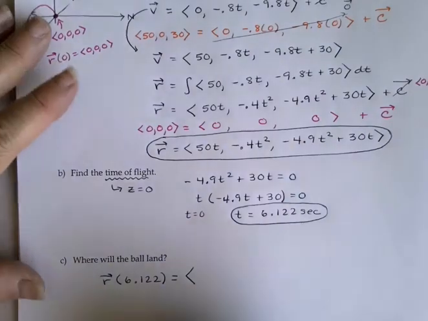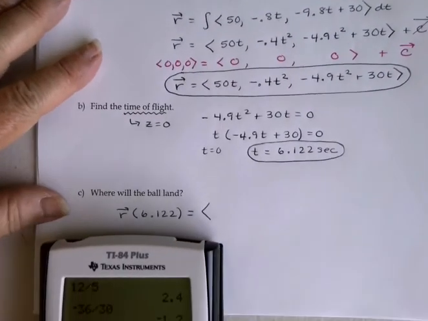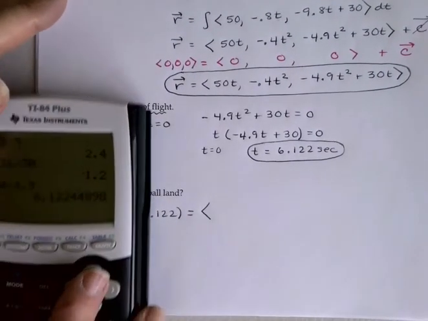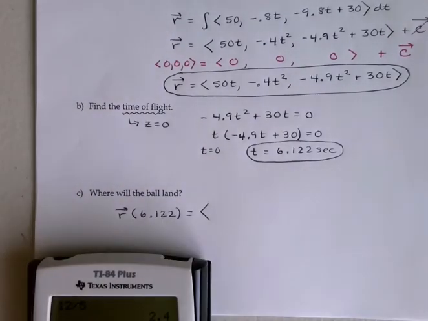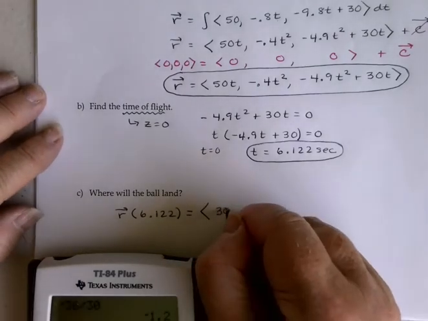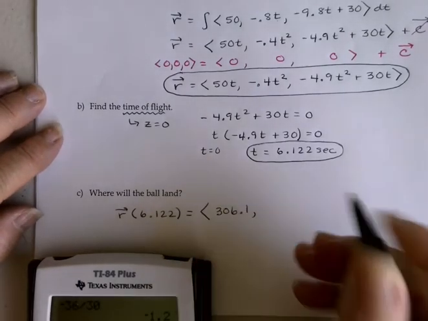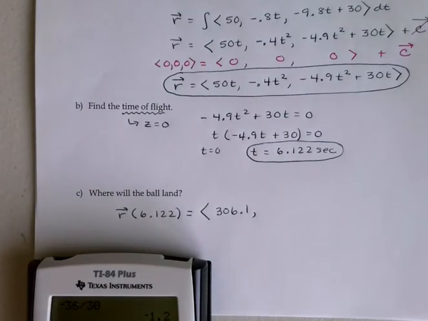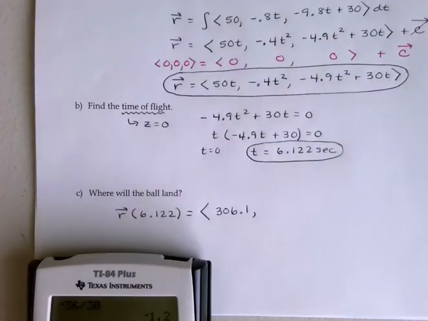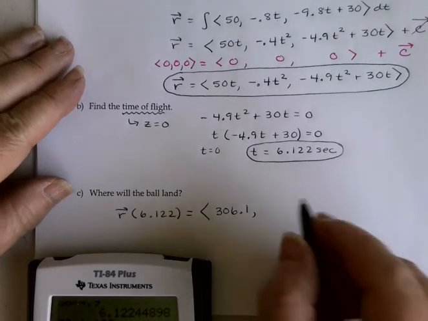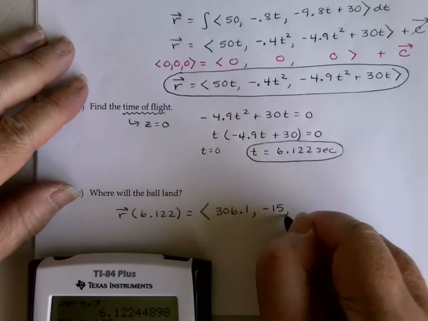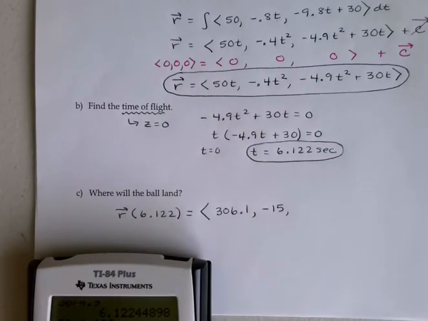And I'm just going to kind of do this as we go. We'd have 50 times 6.122 is 306.1. Negative 0.4 times that 6.122 squared is about negative 14.99. I'm just going to call it negative 15. Round to one decimal place.